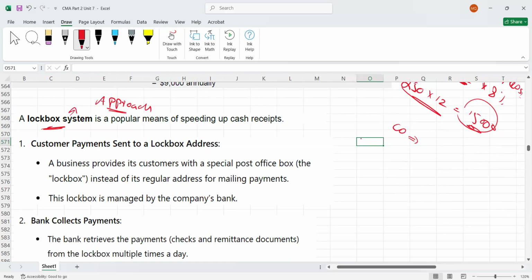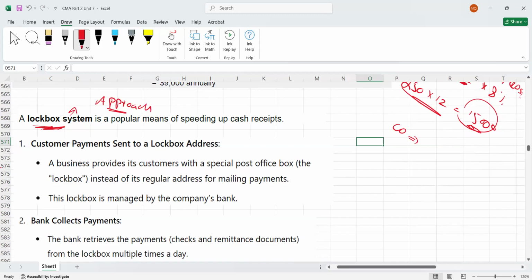So now previously what you were doing, you were asking the customers to send checks to your business premises, right? Maybe then from there, you were taking more time to deposit into banks and it was delaying your cash receipts. So now to fix this problem, you can go for lockbox system. Okay. So what is the lockbox system? This is how it will work.